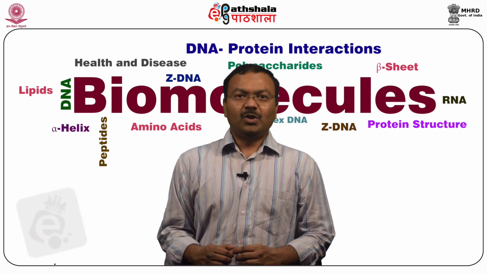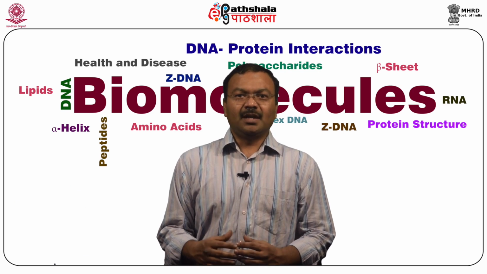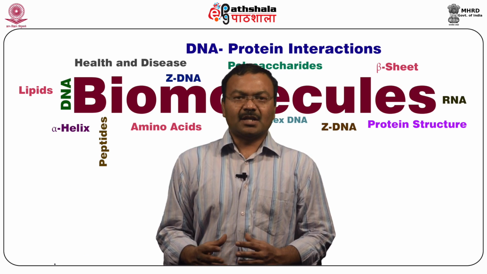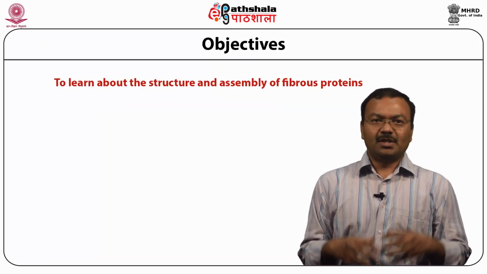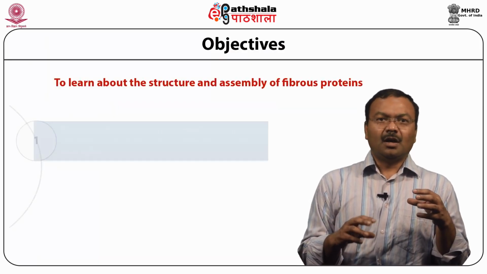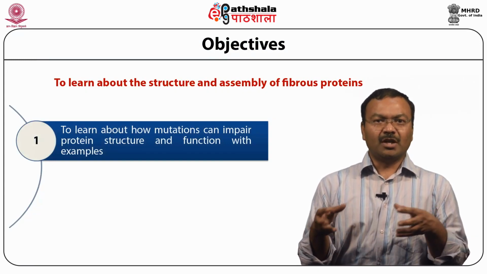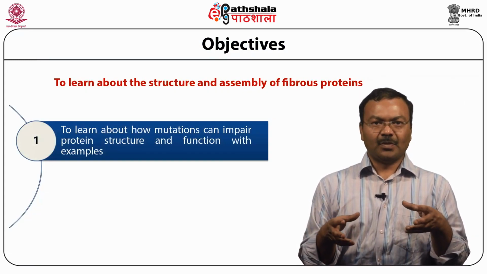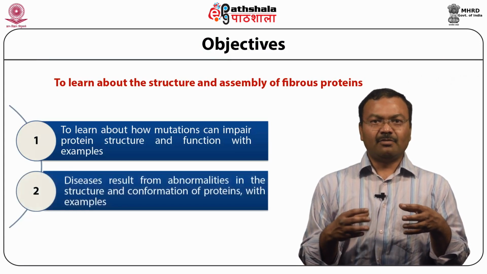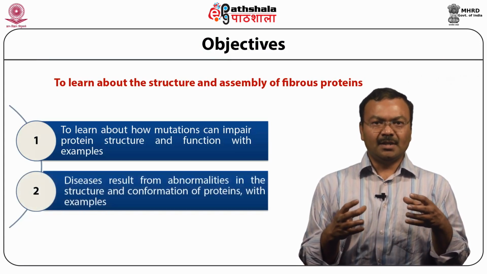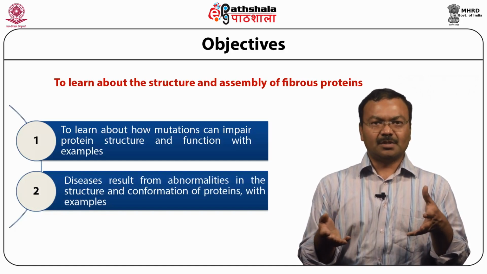Today, we are going to learn on the module of protein structure in health and disease. This module is from biomolecules and their interactions. In this module, we'll learn about how mutations can impair a protein structure and function with examples, and the diseases that result from anomalies in the structure and conformations of proteins.